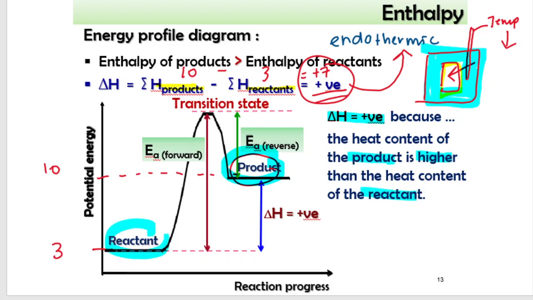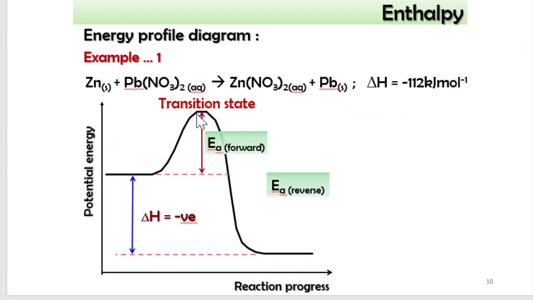Okay, right, so look at your example. Okay, let's say example 1, you have this reaction and you are given delta H nya ini. So from your delta H, changes in enthalpy negative 112 kilojoule per mole. So for this reaction, we know that it is an exothermic. Okay, that is why kamu punya reactant. Okay, so ini bahagian reactant, ini produk. Reactant lebih tinggi daripada produk.